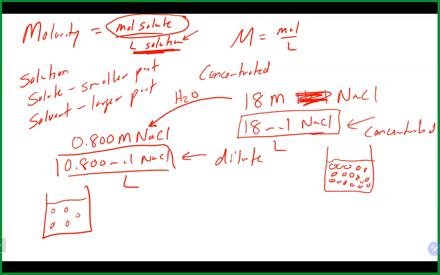Really, again, the main difference is the amount of solvent. The dilute solution has a lot more solvent than the more concentrated solution. And by that measure, that means the more concentrated solution has a lot more solute than the more dilute solution does.